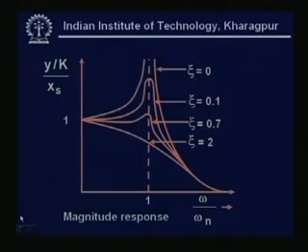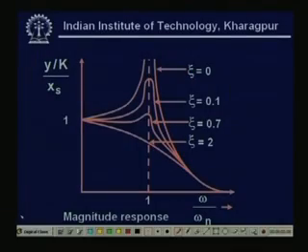Now, if you look here, this is the magnitude response for our sinusoidal input. We have plotted here y by k by xs, so xm is 1. You see here, interestingly, there is a large overshoot. This happens because of the resonance. So, you have to avoid this because this is important. That is the reason we have plotted omega by omega n on the x axis, and we have normalized the x axis also.